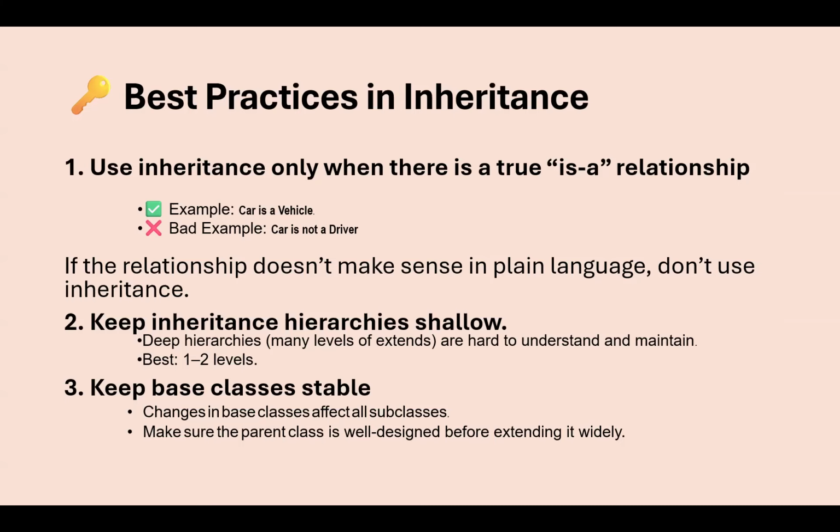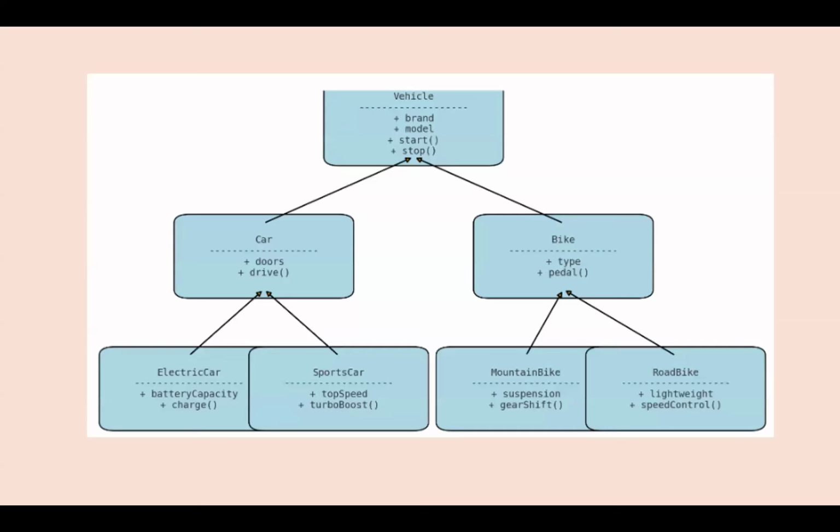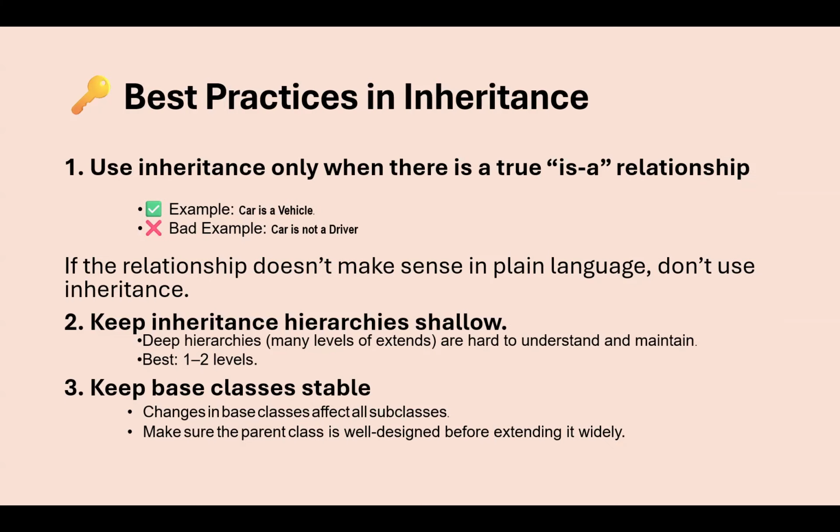Now, the second important thing is to keep the inheritance hierarchy shallow. So if you go here, we have 3 levels. That is more than enough. Don't make it too large. In theory, yes, there are no issues, but it will be hard to understand and hard to manage. Best practice is to have 1 or 2 levels.